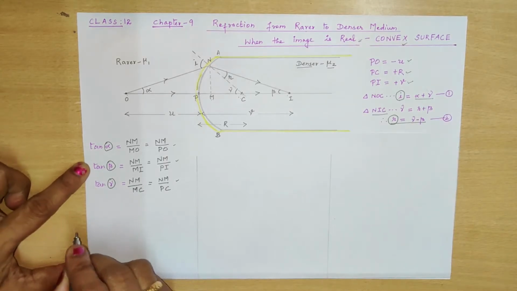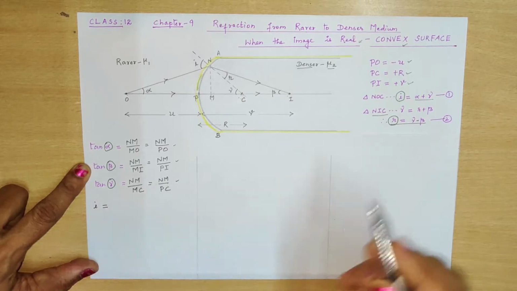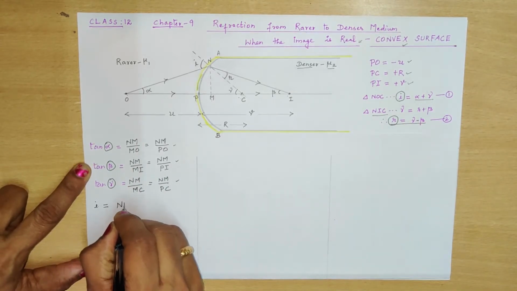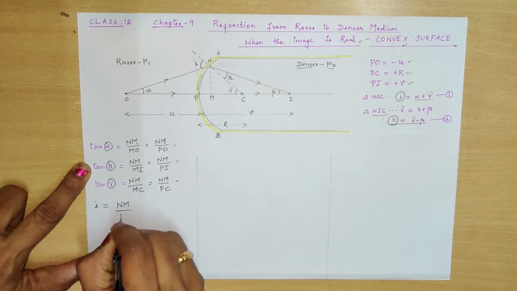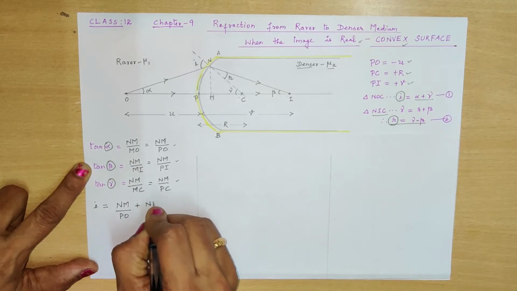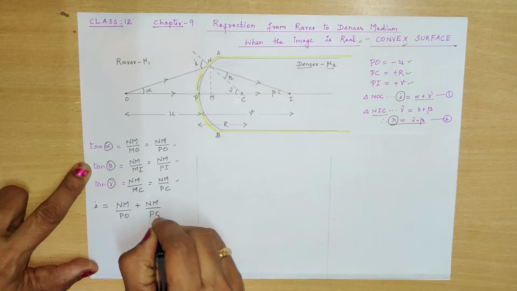Now let us substitute what is written for i, where i is equal to alpha plus gamma. Let us substitute NM upon PO plus NM upon PC. This is written.